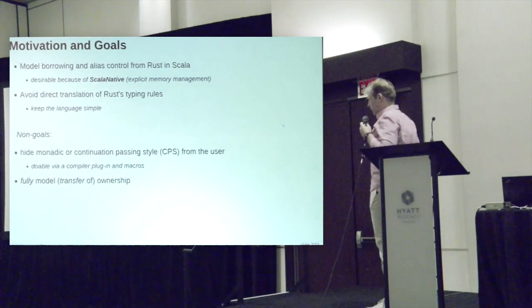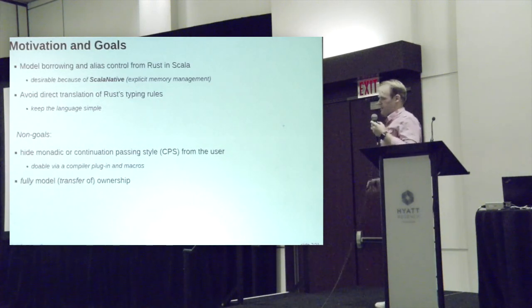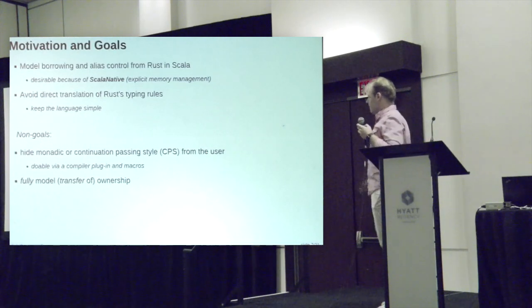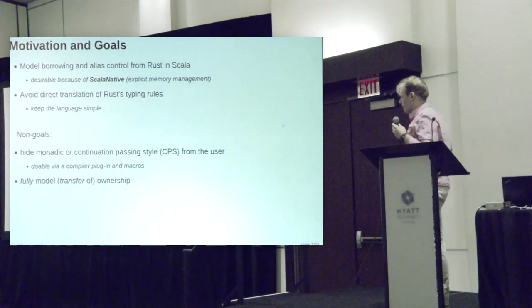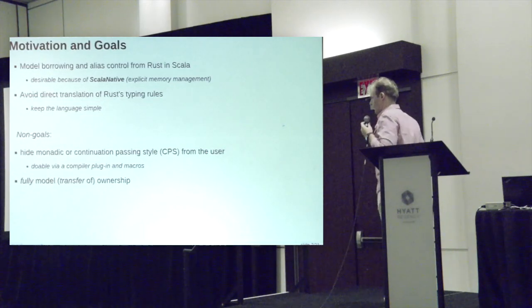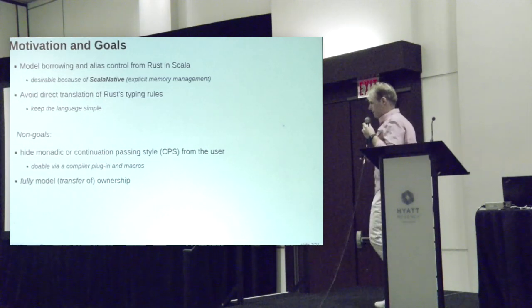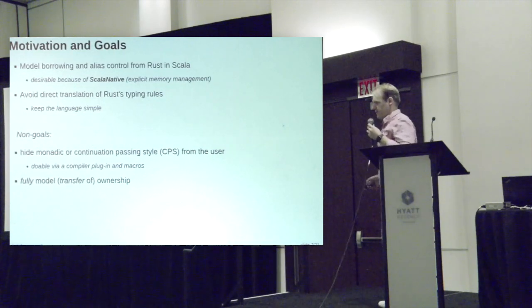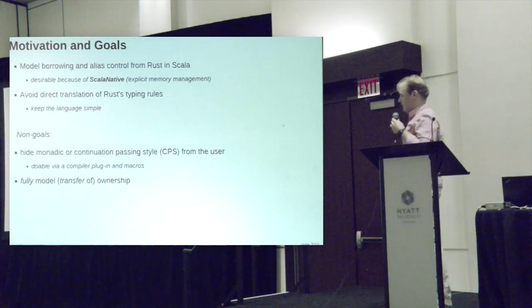So how can we express this borrowing and alias control in Scala using a similar but simpler mechanism? The answer is actually yes, we can do it, but we just need to give up a little bit on expressibility. We're not going to model ownership transfer or a full-blown ownership system, and we're not worried about continuation passing style, which can be easily eliminated through a compiler plugin. You can take a look at the CFP paper where there is a mechanical elimination of monadic style.